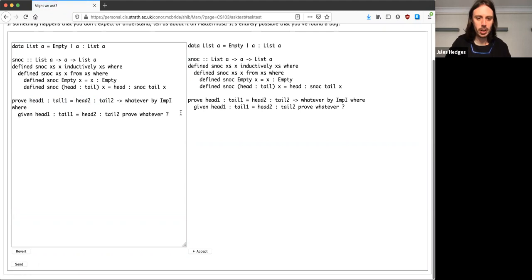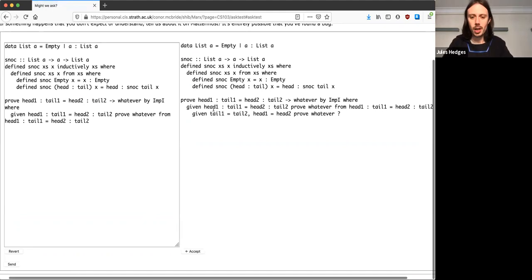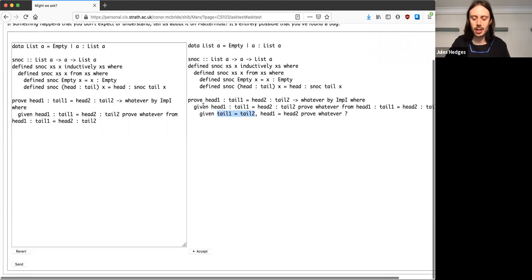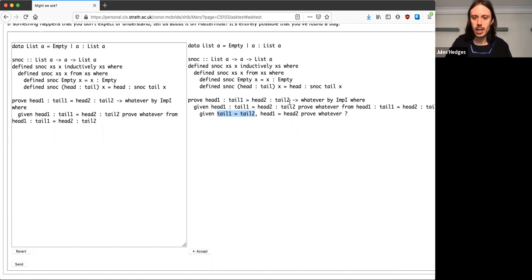Now I have this equation as a given, and I can say from this equation. Now, when I send this, what ask tells me is that I know that the heads are equal, and I know that the tails are equal. So ask has taken this equation I had, and it's given me more information that I can learn from it. You have to think about this for a minute to see that this makes sense. If you have two lists which are equal, and both of them are not empty, then this can only happen if the heads are equal and the tails are equal.